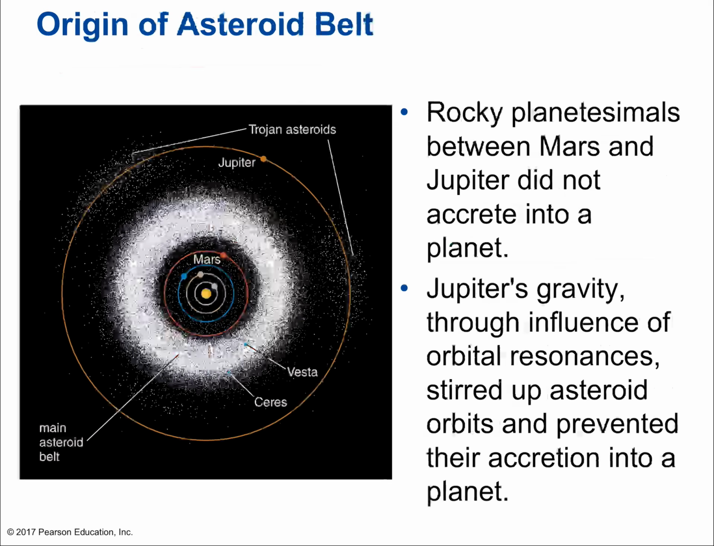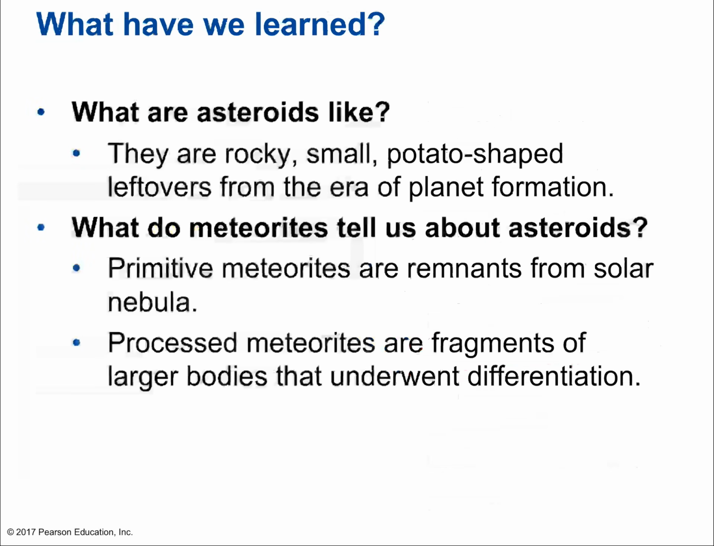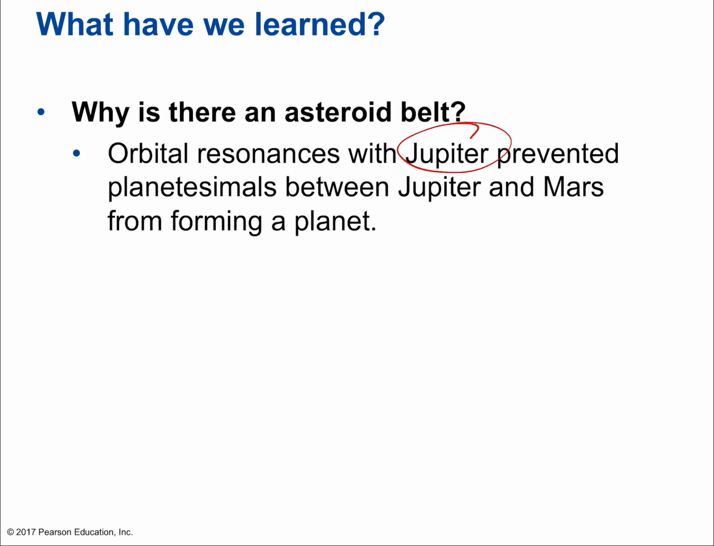So, all right, rocky planetesimals between Mars and Jupiter did not accrete, that word accretion, into a planet. Jupiter's gravity, through influences of orbital resonance, stirred up asteroid orbits and prevented their accretion into a planet, because it created gaps. All right, so what are asteroids like? They're rocky, small, potato-shaped leftovers from the era of planet formation. And the reason we have a region where they're still left is because of Jupiter. So that's one of the legacies of Jupiter: the asteroid belt.